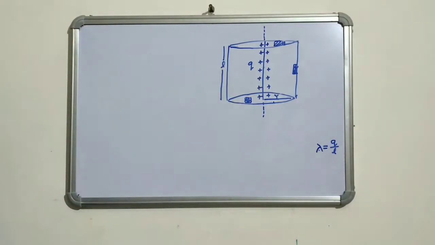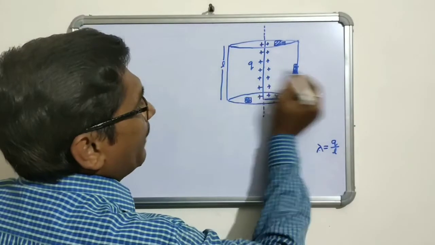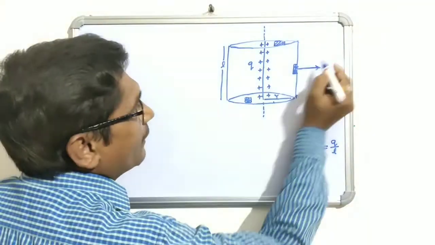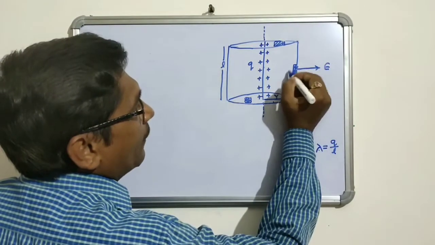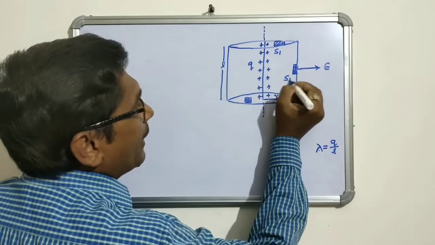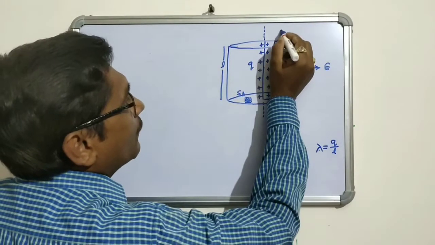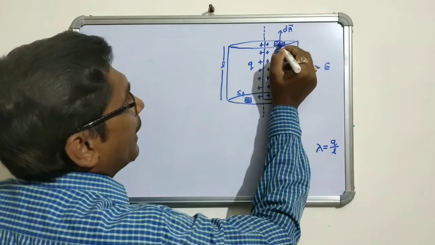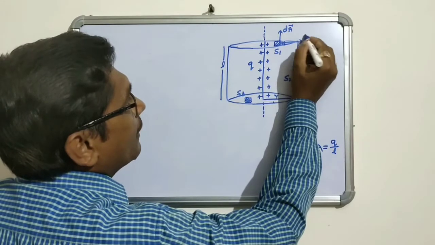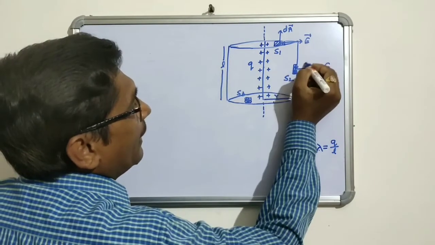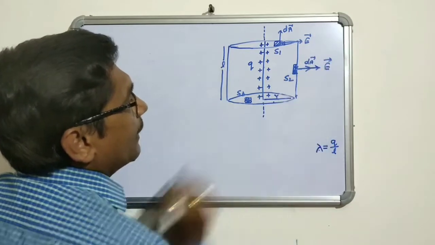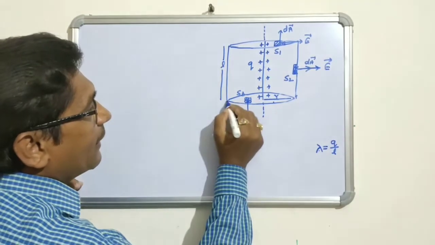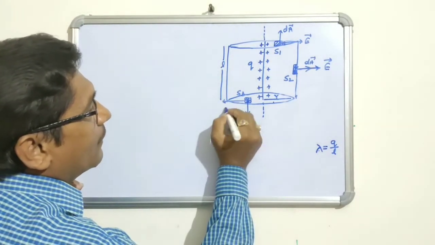Electric field is always acting perpendicular to the wire. So direction of electric field in this direction is E. This is S1 surface, S2 surface, and this is S3 surface. The normal of this surface is dA, and electric field acting in this direction E. For this surface, area in this direction and electric field acting in this direction. And for this surface, normal of the surface is dA in this direction and electric field acting in this direction E.